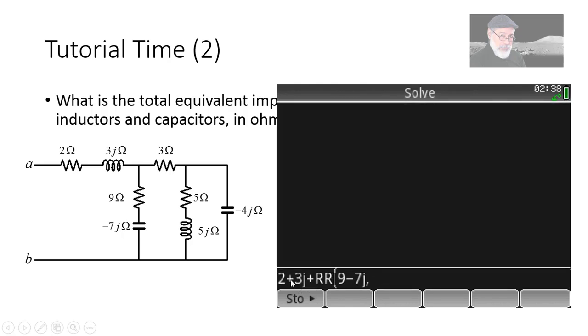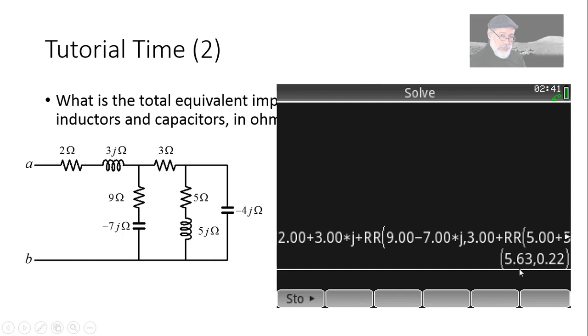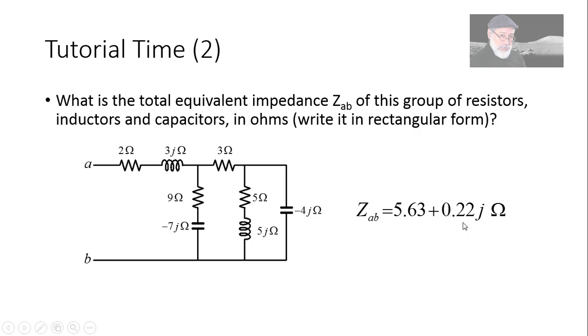Good. So that in series, those two, with the parallel of who? The parallel of 9 minus 7j, comma, in parallel with what? In parallel with 3, in series with the parallel of 5, 5j, and negative 4j. And that is the total impedance of that group. 5.63 plus j 0.22. That is the impedance of all that group. Isn't that sweet? It sure is.